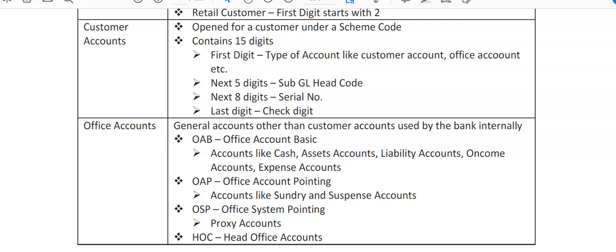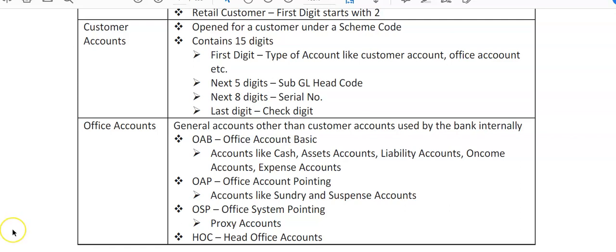OSP, office system pointing, proxy accounts. So what are proxy accounts? Sometimes at the day end there are certain entries where the system is not able to find out where those amounts are to be transferred, or there were certain mistakes by the maker or the checker while creating those entries. So day end has to be done. In those cases the system marks these entries in the proxy accounts, and next day when the day begin happens, all those entries are to be reversed as per the actual requirement of the branch. Next is HOC, that is head office accounts.